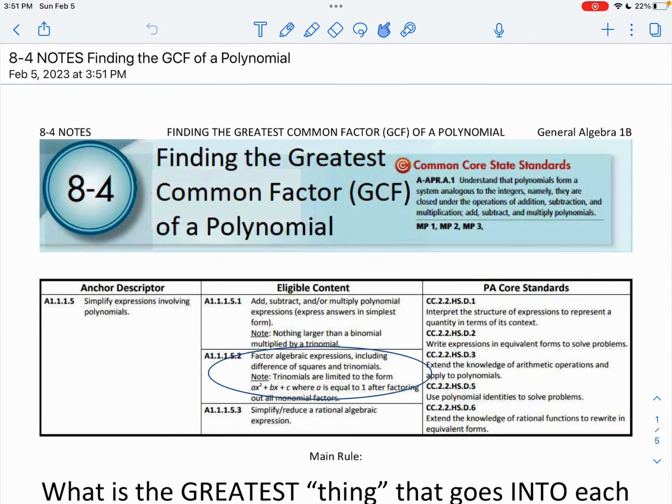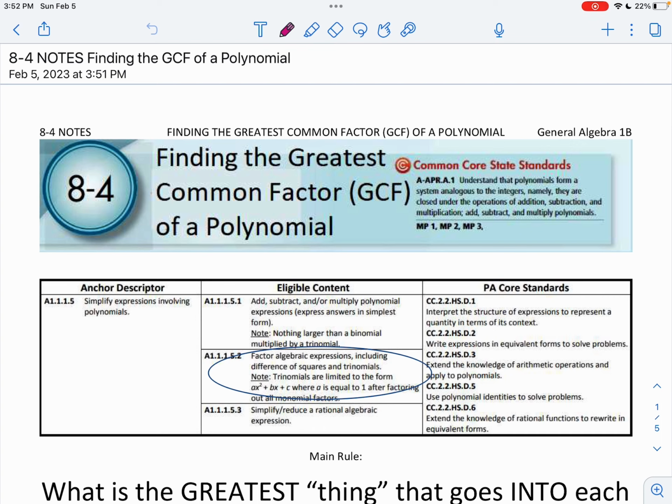Hey everybody, welcome back to the rest of Chapter 8 or Unit 8. Now I'm changing the titles a little bit for us, but today we're going to learn how to find what's called the greatest common factor of a polynomial. Now you've learned greatest common factor before. Greatest common factor is the largest number that goes into a set of integers listed.